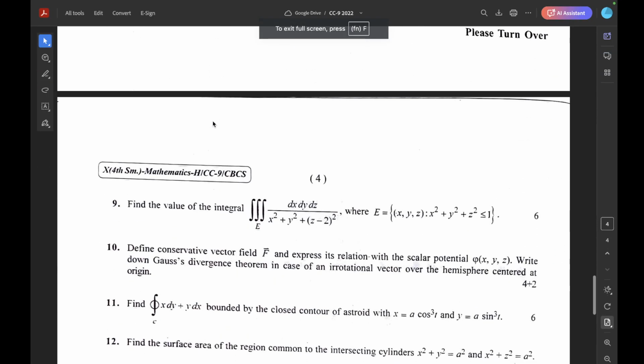Next, question 9. Find the value of the integral, triple integration over E of dx dy dz divided by (x square plus y square plus (z minus 2) whole square), where E is the set of all those triplets x, y, z such that x square plus y square plus z square is less than or equal to 1.